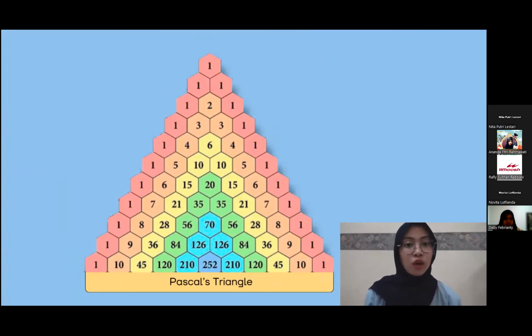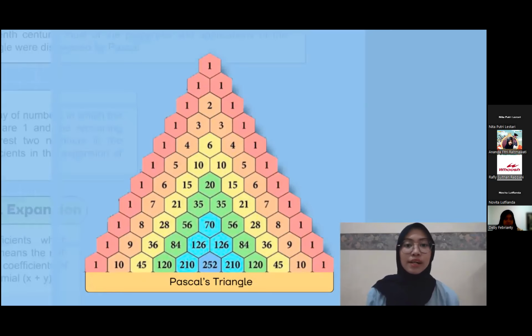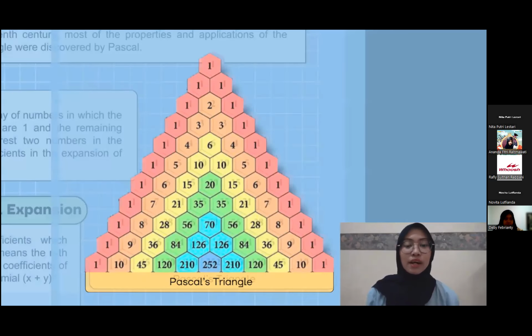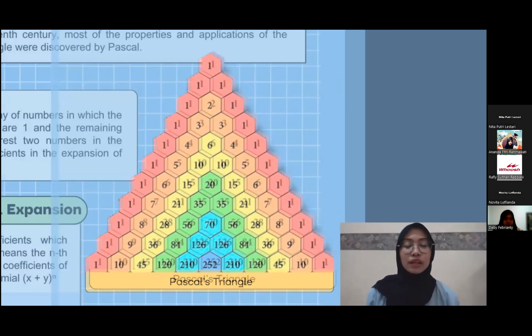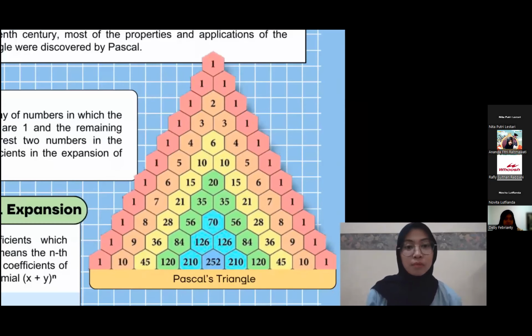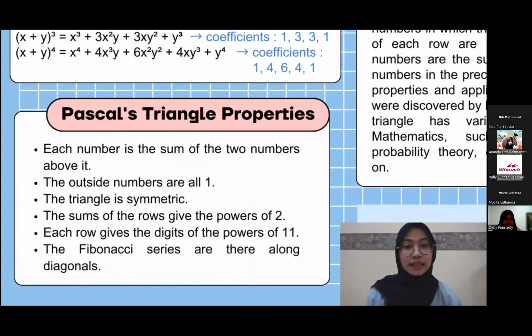Similarly, a number 4 in the fifth row is obtained from the addition of two numbers above it, which are 1 plus 3. The other property is the outside numbers are all 1, and the triangle is symmetric. This can also be seen in the picture of Pascal's triangle that has been presented.